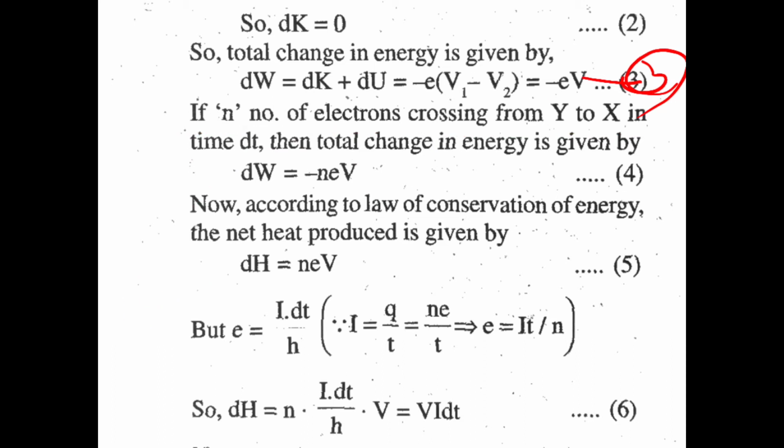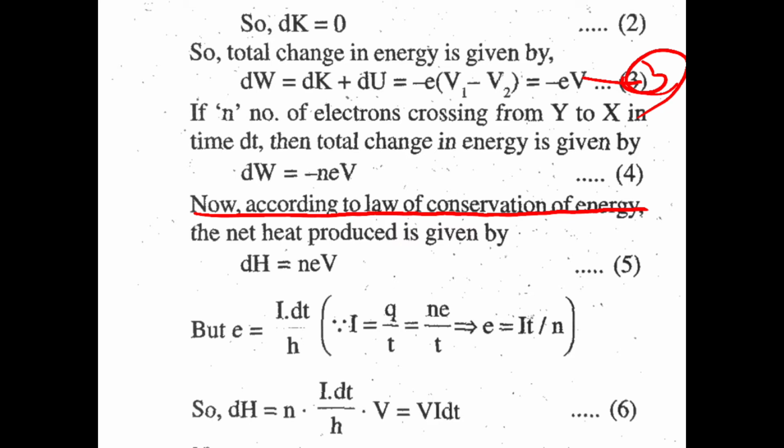We get equation 4. Now according to the law of conservation of energy, the statement of the law of conservation of energy is that energy can neither be created nor be destroyed. It is transferred from one state to another state.